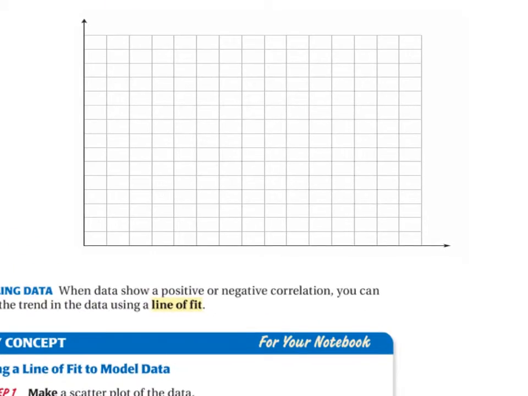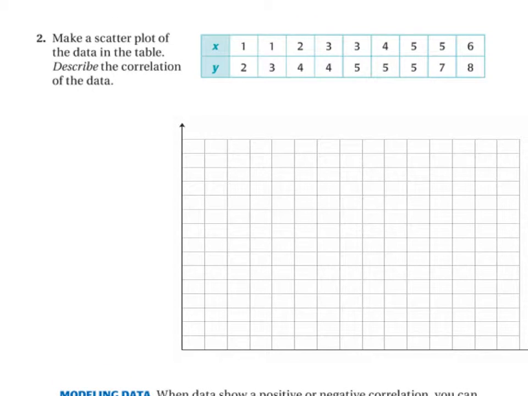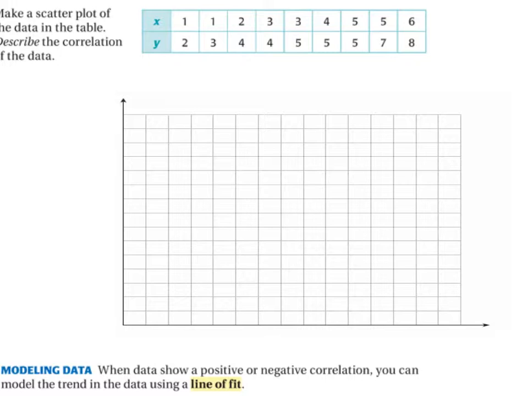Alright, now this time it says, make a scatter plot of the data in the table. Describe the correlation of the data. Okay, so first thing we got to do is make a scatter plot. So remember, this is the point 1, 2, 1, 3, 2, 4. So here, if we go 1, 2, 3, 4, 5, 6, 7, 8, and then 1, 2, 3, 4, 5, 6, 7.